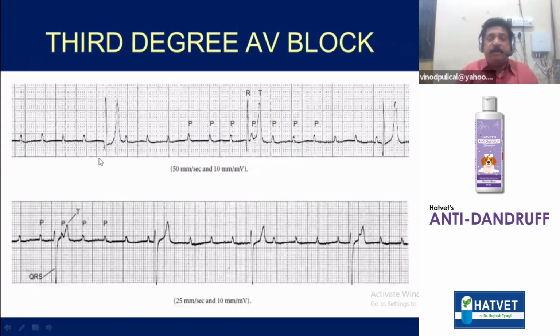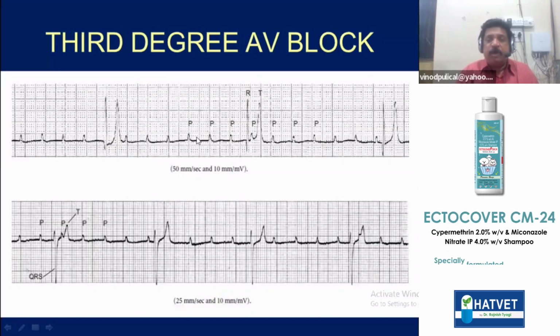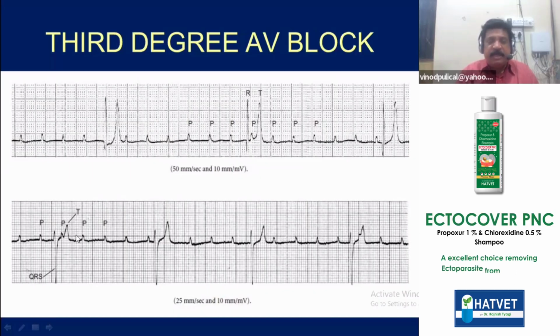Third degree AV block means you can see a sinus complex which is abnormal here with a very peaked T wave, and after that you can see lots of P waves here, and after that a sinus complex, then again lots of P waves, then again a sinus complex. The same thing can be seen here. The abnormal sinus complex can be seen here. Again, after that three P waves, and after that a sinus complex.